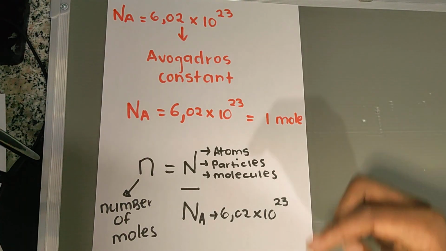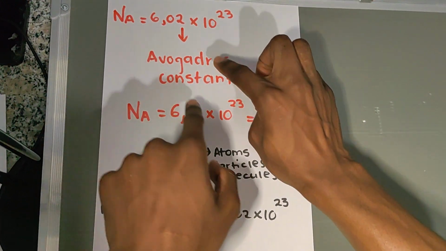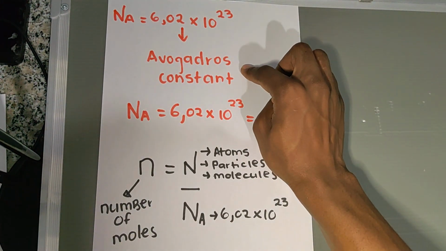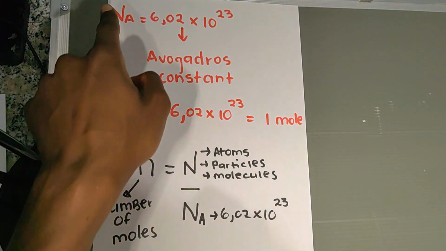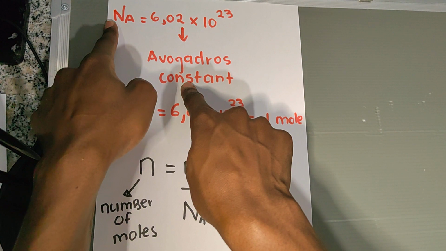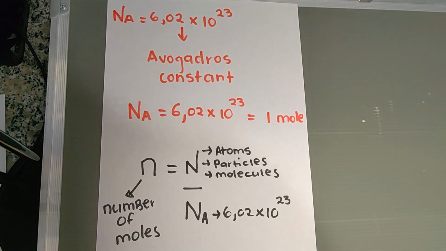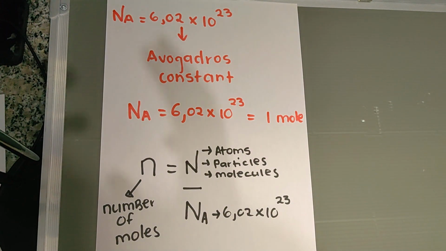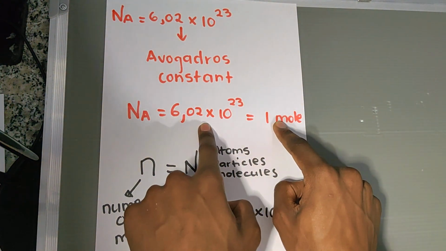Okay, now this number of things is called an Avogadro's constant, and we denote this number of things by Na. So Na is the Avogadro's constant, which is equal to 6.02 × 10^23. Now, let us summarize this. We said 1 mole is equal to the Avogadro's constant.